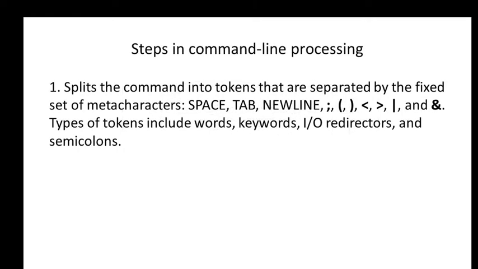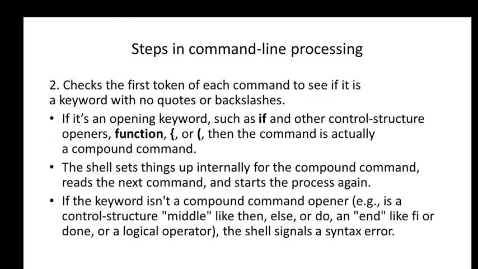Steps in command line processing. In the first step, the shell splits the command into tokens that are separated by a fixed set of metacharacters such as space, tab, newline, semicolon, open bracket, close bracket, less than, greater than, and ampersand. Types of tokens include words, keywords, input-output redirectors, and semicolons.